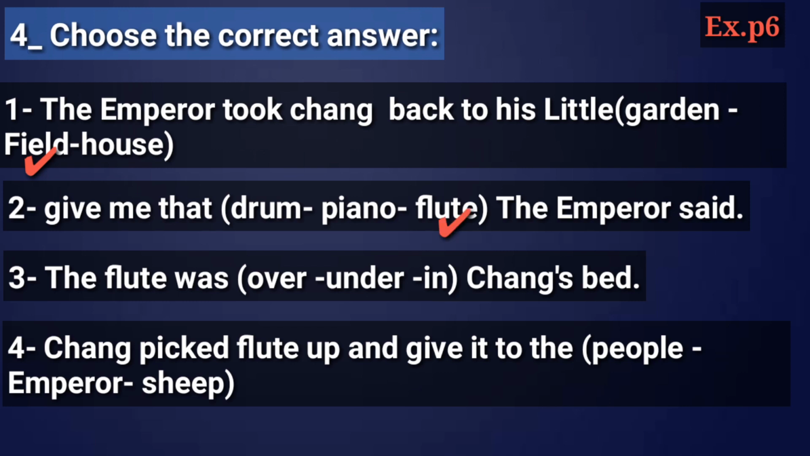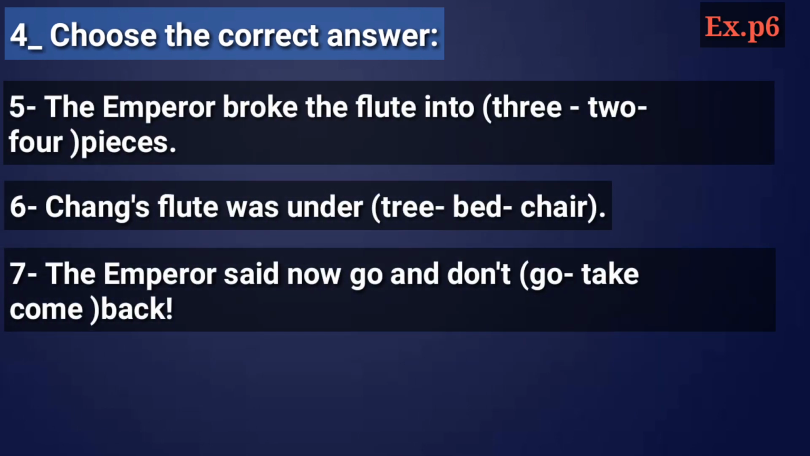Number 3, the flute was over, under, in Chang's bed. The right answer is under. Number 4, Chang picked the flute up and gave it to the people, emperor, sheep. The right answer is emperor. Number 5, the emperor broke the flute into 3, 2, 4 pieces. The right answer is 2.